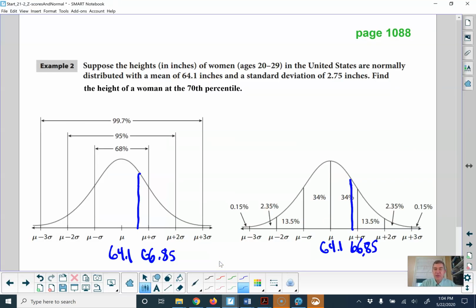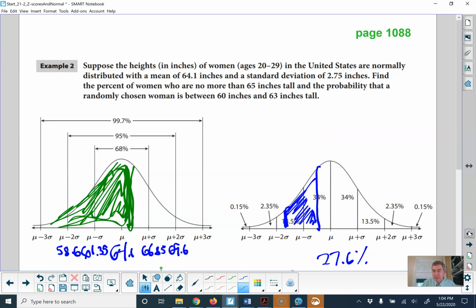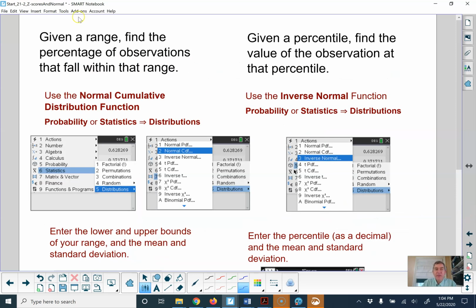So 65.5 inches, which makes sense. It's right smack where we think it's going to be, and so 70% are down here. There you go. The quick summary again. If you've given a range and you want to find what percent, you use the normal CDF. If you know the percent and you want to find the range or the value, you use the inverse normal. All good. Enjoy.